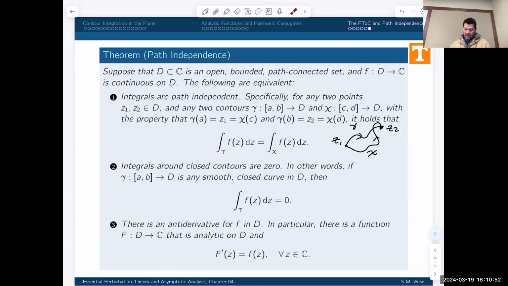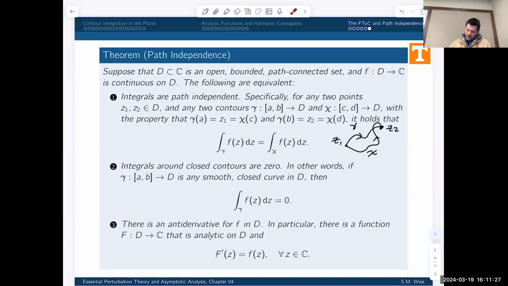Integrals are path independent. That's equivalent to statement 2. Integrals around closed contours are 0. So if we have path independence, then we have this property as well. In other words, if gamma is any smooth closed curve in D, a contour in D, then the integral over gamma of F is equal to 0. So it's easy to see that if I have this, I'm going to have that, and vice versa.